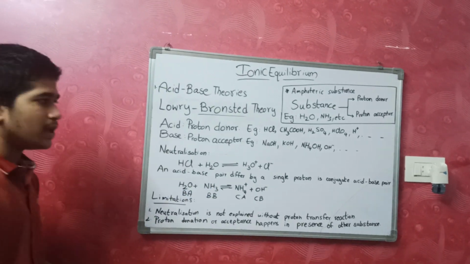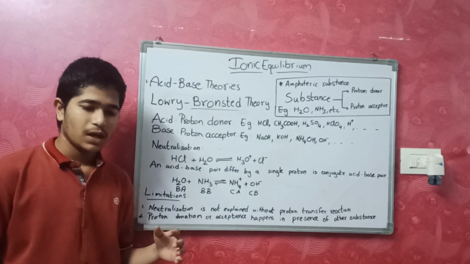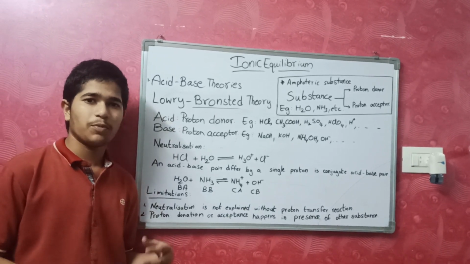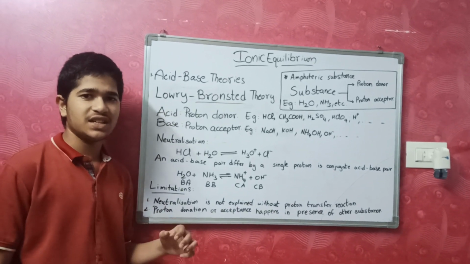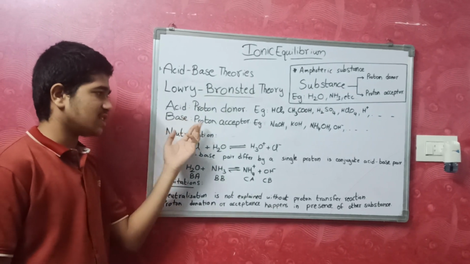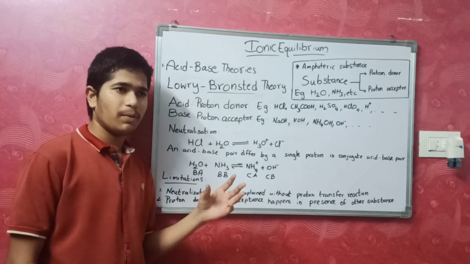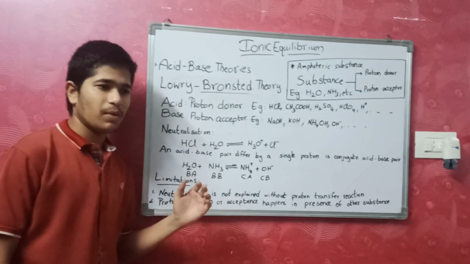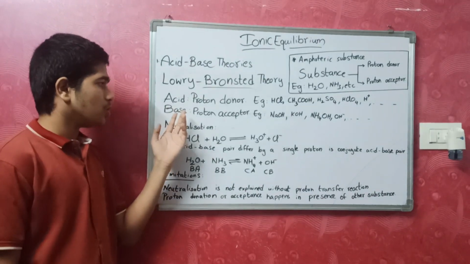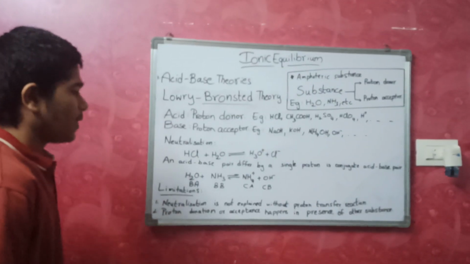In this theory, Lowry-Bronsted defined an acid as a proton donor, which means a substance which donates a proton is considered an acid according to Lowry-Bronsted theory. He defined a base as a proton acceptor, which means the proton donated by the acid is obtained by the base.